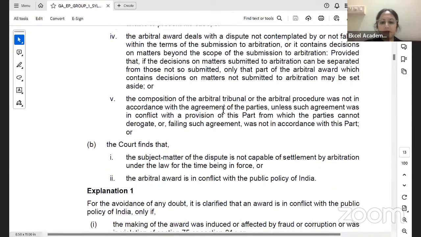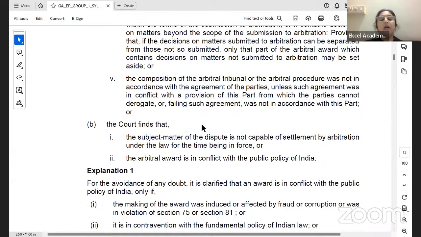Or maybe the composition of the arbitral tribunal or the procedure was not in accordance with the agreement. See, now we have decided that we will have 3 arbitrators, but you appointed only one, and that one arbitrator has passed the award also. Now I can say, the arbitration agreement says 3 arbitrators, but you have only appointed one. This is wrong. So composition or any procedure, those are the grounds where you can say that the arbitral award is wrong and it has to be set aside.